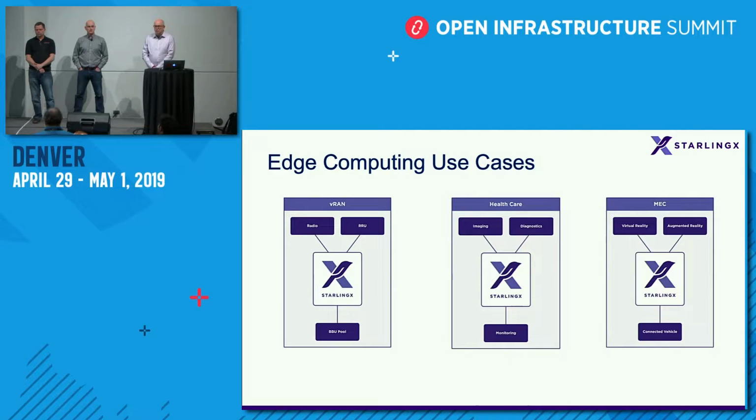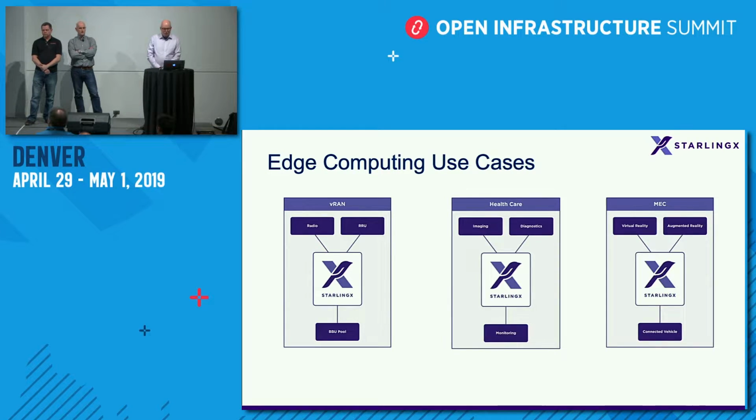So what are some of the use cases where you would actually deploy a StarlingX? So vRAN is clearly one. Certainly been a lot of talk at the summit this week about 5G and vRAN. So StarlingX is a great fit for 5G, a vRAN application with its low latency and high performance characteristics.